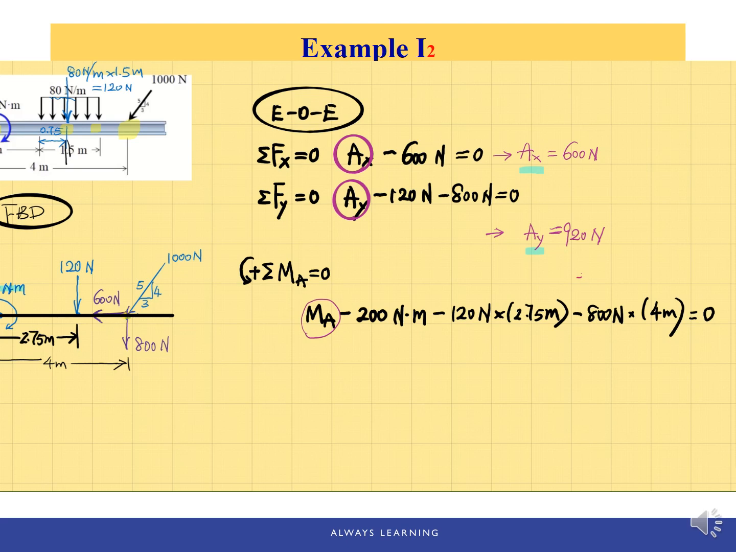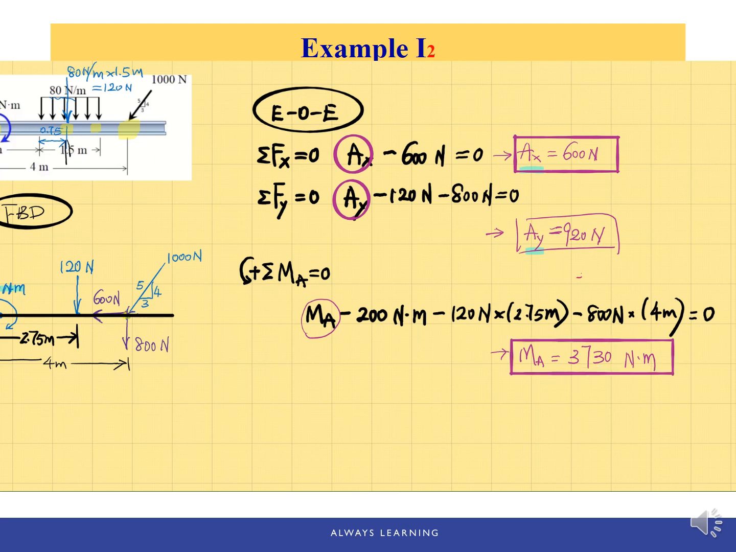In this equation, we again just have one unknown value, and we can solve this. MA is 3,730 Newton meter. And with all three values being identified, the problem is solved.